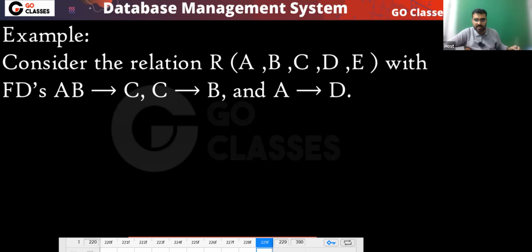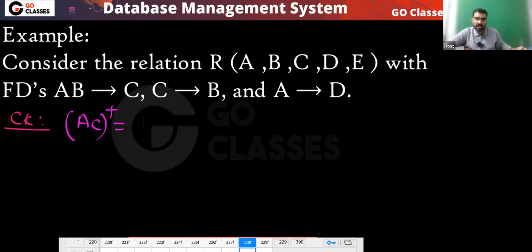Now let's apply this algorithm to this question. But first let's check whether this relation is in 3NF or not. First of all, this is your A, B, C, D, E, and these are your FDs. What are the candidate keys? In this, I can say AC is a candidate key.